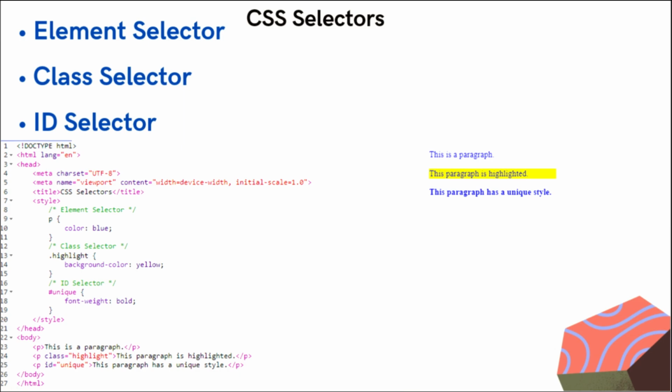CSS selectors are used to target the HTML elements we want to style. The element selector targets all elements of a specified type. The class selector targets elements with a specific class attribute, and the ID selector targets a single element with a specific ID attribute.